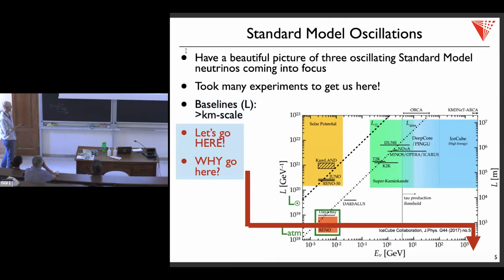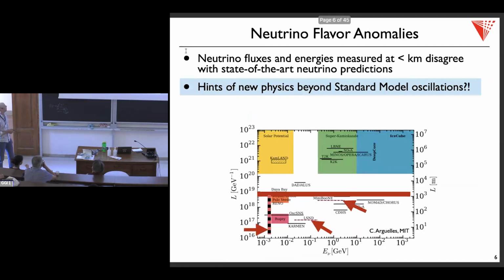Now, what I'm going to talk about today is not on this plot at all. It's all stuff that is off the plot. So why would we do that when all the lovely standard model neutrinos are sitting right here? Because there are some strange anomalies at these lower baselines. What that means is neutrino fluxes and energies disagree with state-of-the-art neutrino predictions for those.